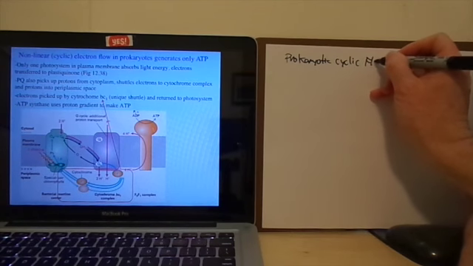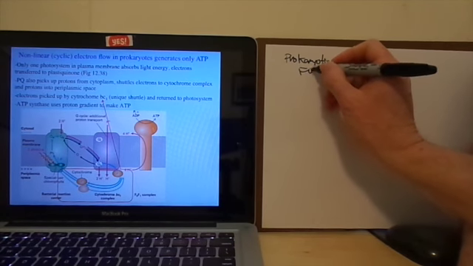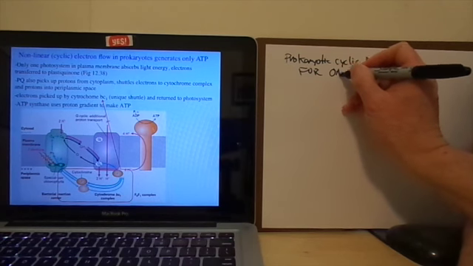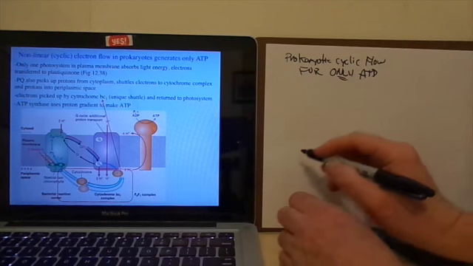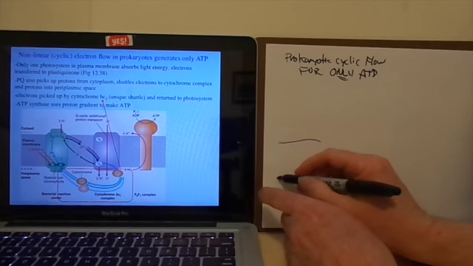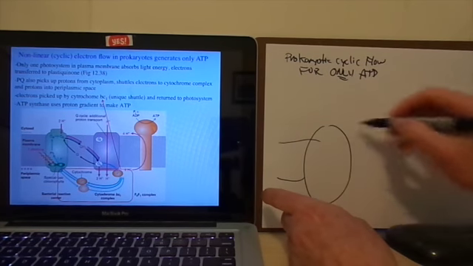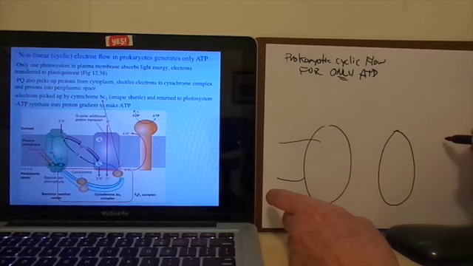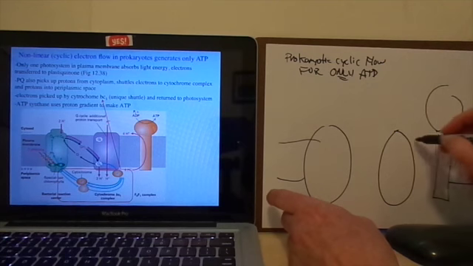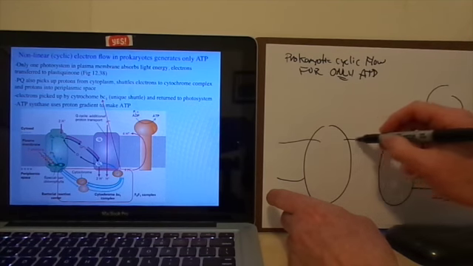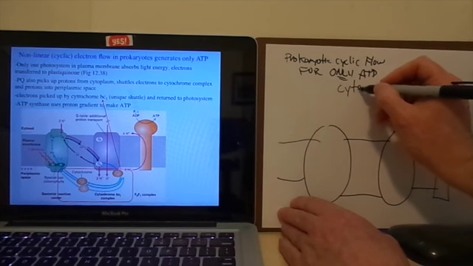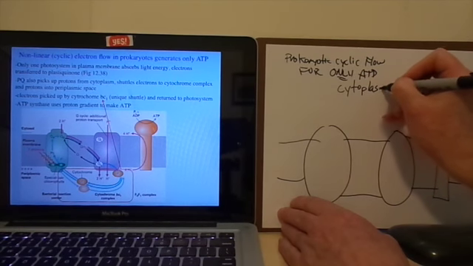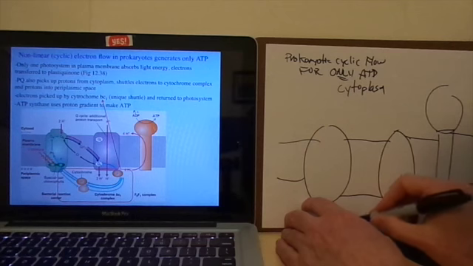So this is prokaryotic cyclic flow, making only ATP. The way this is going to work is you've got a membrane in here, right? If we look at where we are, this is going to be the cytoplasm, because it's a bacteria. So pay attention to that. This is extracellular.